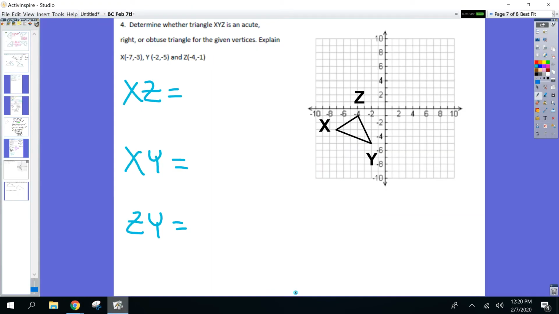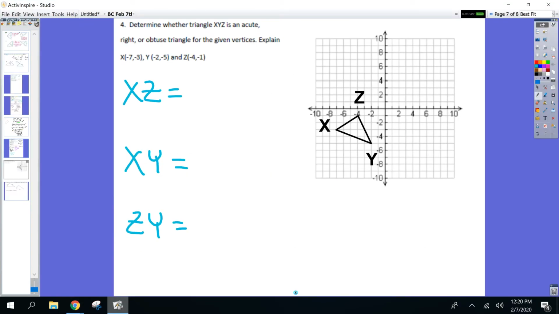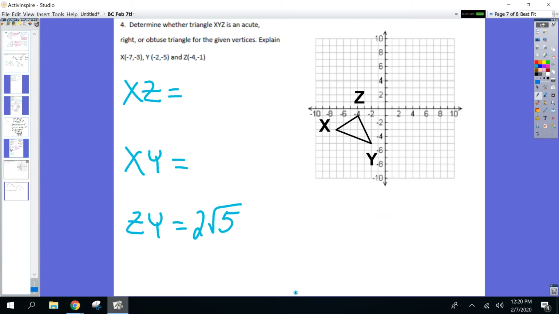Let's go. 17? Which one were you responsible for, Patrick? ZY, what do you got? 2 radical, breaking down 20. Good, 2 radical 5. ZY. Good job. Which one are you responsible for, Riley? XZ, what do you have? Radical 13. Nice job.